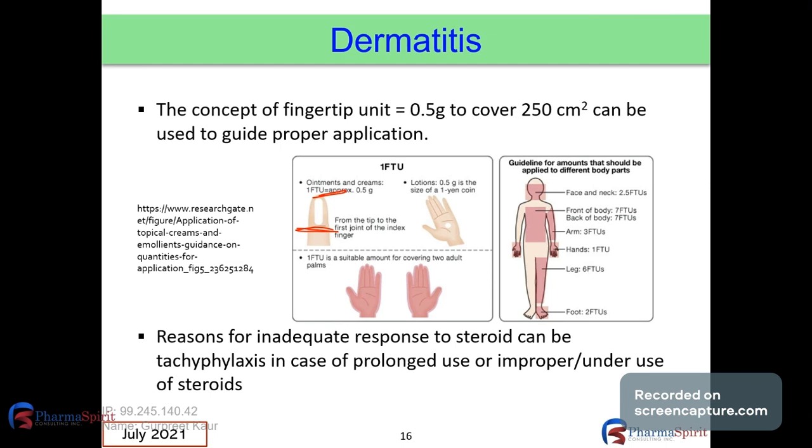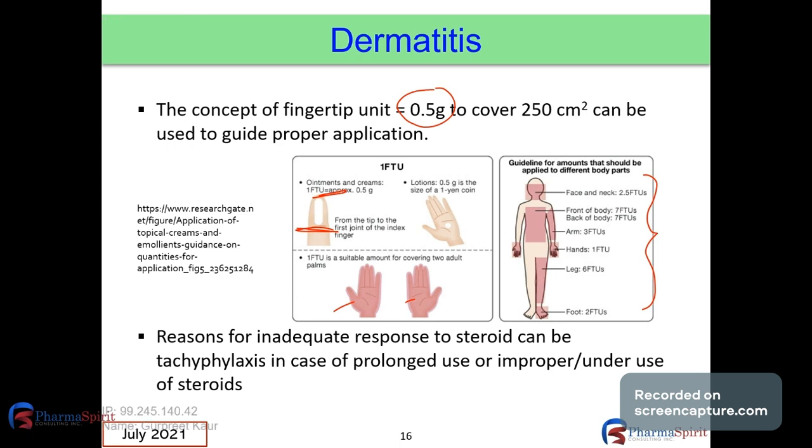So the fingertip unit is equivalent to 0.5 gram of the topical preparation, and this should be enough to cover 250 centimeters square, which is both hands. So one fingertip unit should be enough to cover both hands, front and back, and the fingers and in between, etc. Based on this concept of the fingertip unit, this is the number of fingertip units that are required to cover different areas of the body. This is something that you can use when you counsel a patient on using topical preparation, to identify the affected surface area, and based on this, you can decide how many fingertip units the patient needs to use.